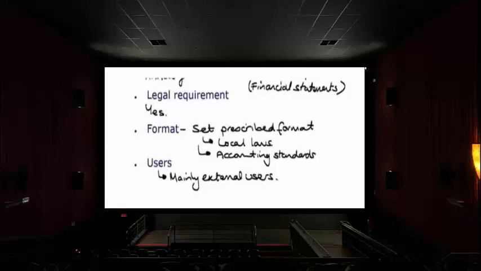So ask yourself this: who is going to be the most interested in their business's profit or loss in the year and their financial health? Pause the recording whilst you think about that. Try and think about different types of users that would want to know that sort of information.